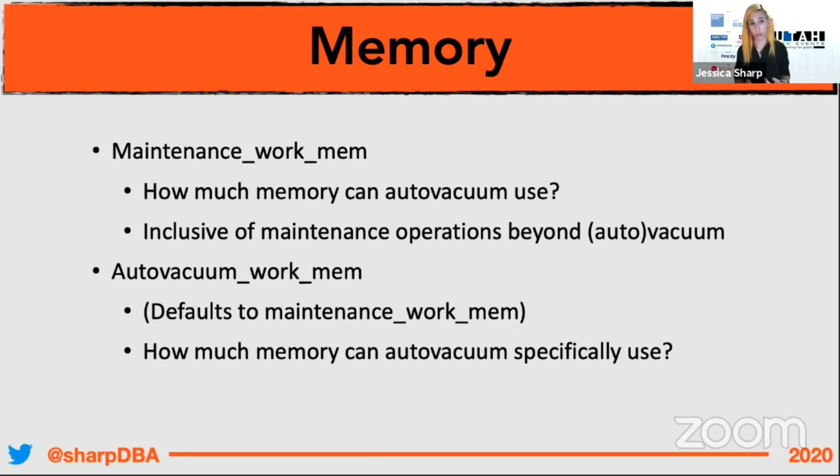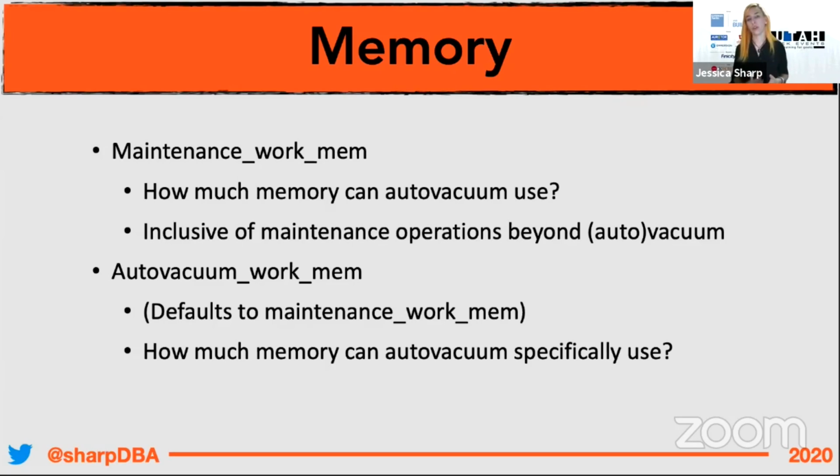All right, so for memory, the big one is maintenance work mem. This is how much memory the auto vacuum can use, but this is also inclusive of all maintenance operations beyond the vacuum and the auto vacuum. So this isn't just vacuum.